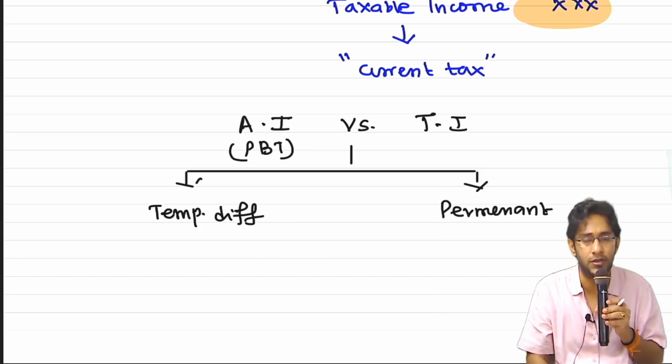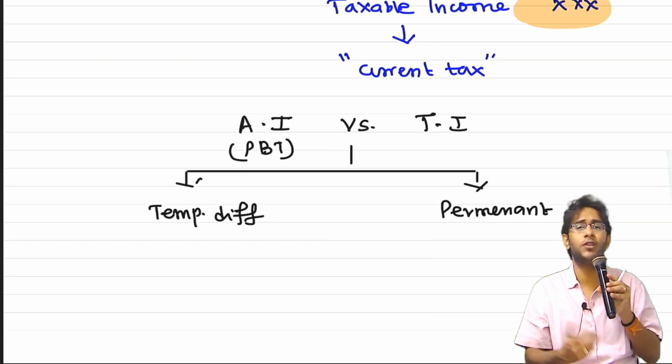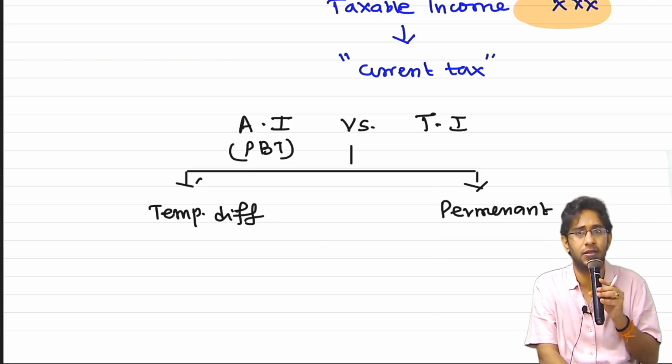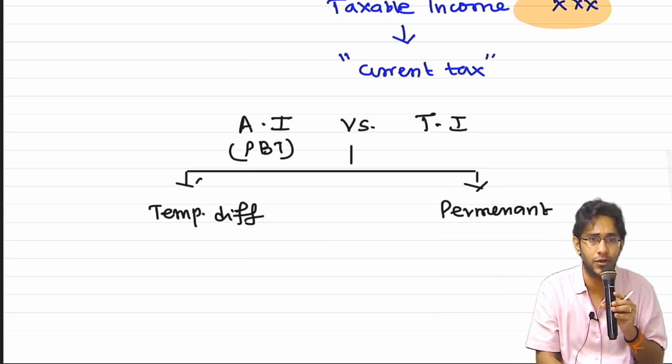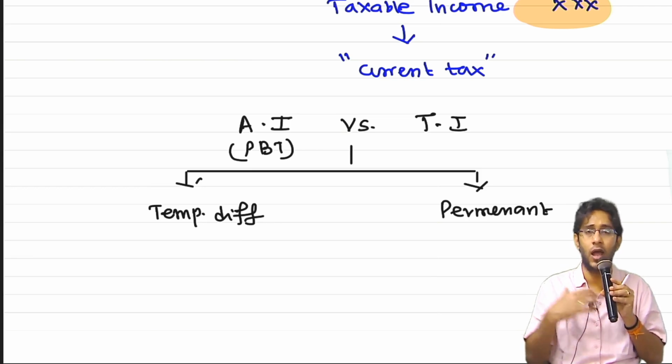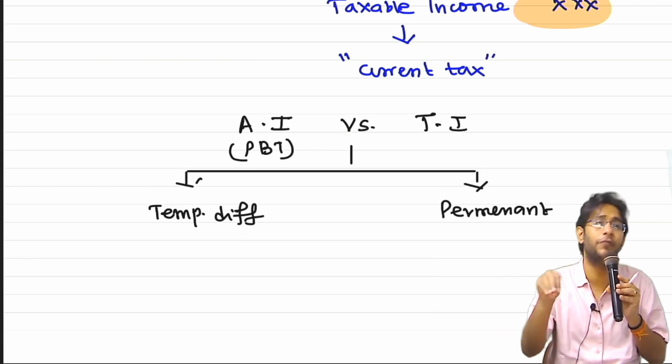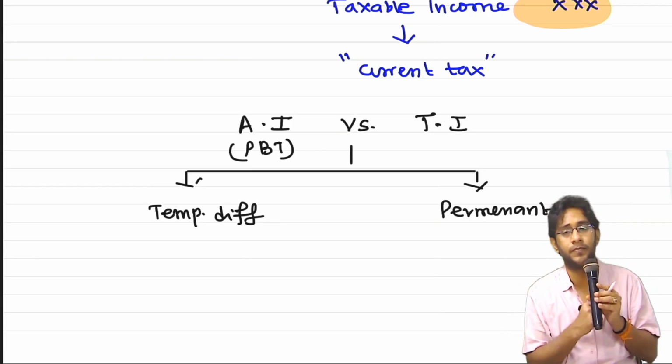The same goes with depreciation. I am charging 10% on an SLM basis. The Income Tax Act has its own rates, so they are allowing their depreciation. My depreciation is 10,000. According to the Income Tax Act, I am getting a depreciation of 15,000. I am getting more depreciation there.